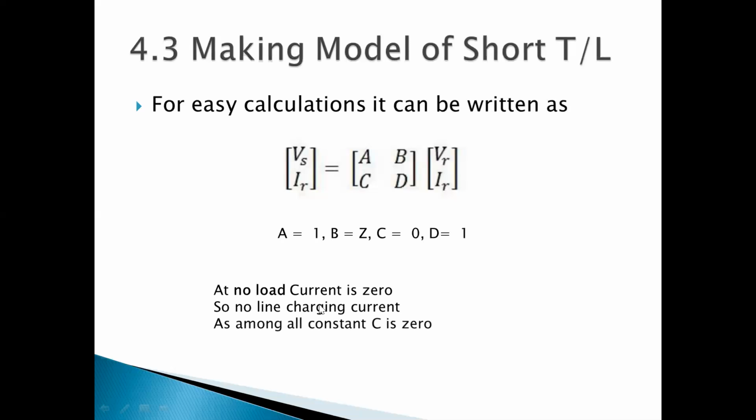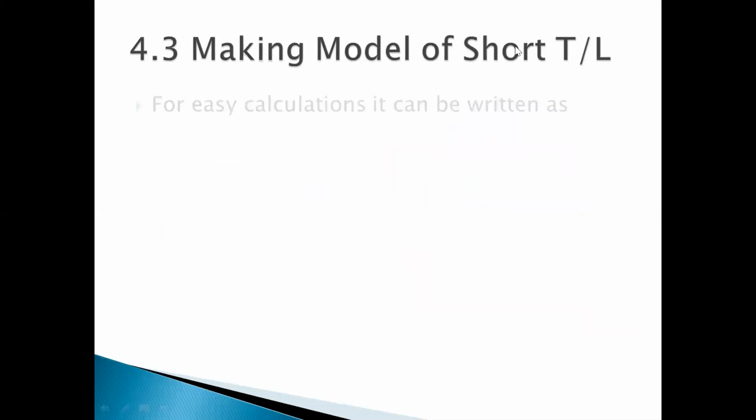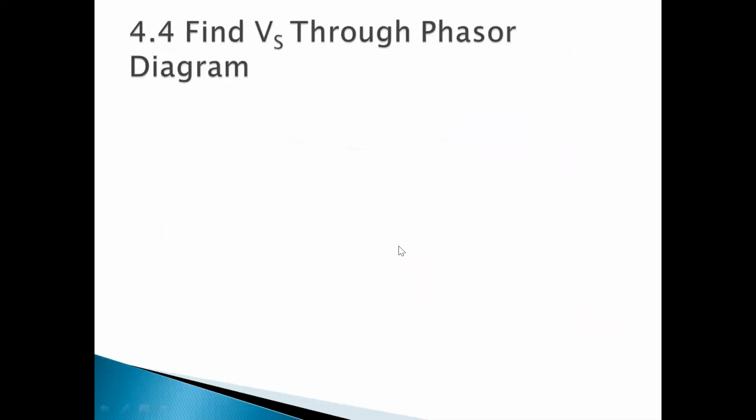So in no load current, among all constants, C is zero. In medium transmission lines you will see that C is not zero. C is zero for short lines because the sending end current is equal to the receiving end current. If the sending end current is not equal to the receiving end current, then C will have some value. As short transmission lines have no line charging current, the value of C is zero. So if someone asks why the value of C is zero, you can reply like this: find Vs through the phasor diagram.